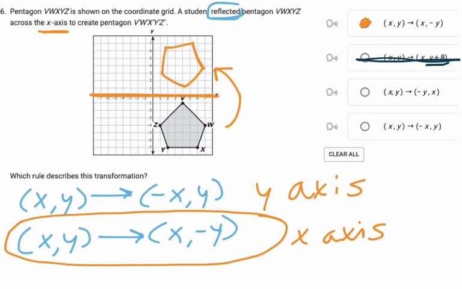Hopefully you got it down to a 50-50, either A or D, even if you weren't remembering the rule. But remember, you're going to do the alternate of that, and the best answer is going to be A.